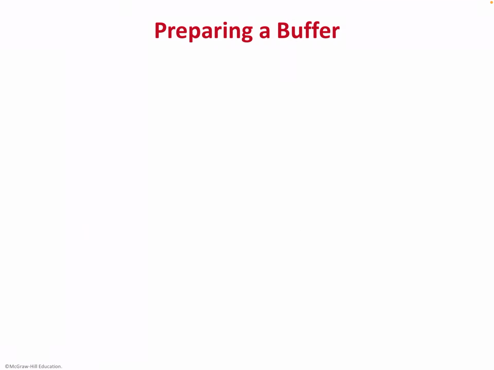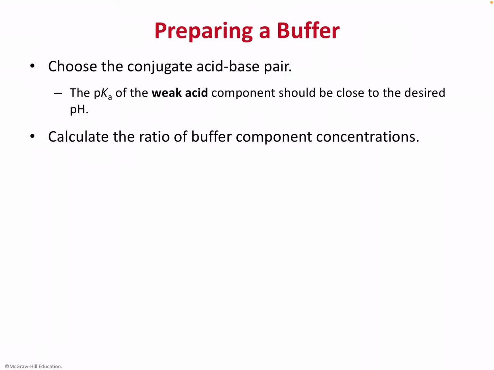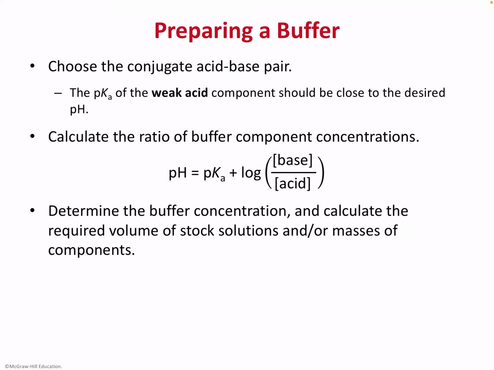How do we prepare a buffer? First, you need to choose the conjugate acid-base pair. And then the pKa of the weak acid component should be close to the desired pH. Calculate the ratio of buffer component concentrations. We can use the Henderson-Hasselbalch equation: pH equals pKa plus log base over acid. So you know the pH, you know the pKa, and then we can calculate the ratio of the buffer component concentrations. Then determine the buffer concentration and calculate the required volume of stock solutions and/or masses of components.